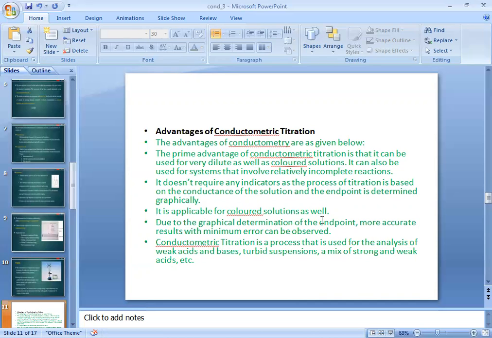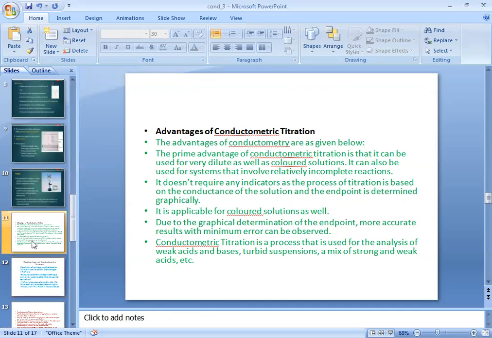It is applicable for colored solutions as well. Due to the graphical determination of the endpoint, more accurate results with minimum error can be observed. Conductometry titration is a process which is used for analysis of weak acids and bases, turbid suspensions, and a mixture of strong acids and weak acids.